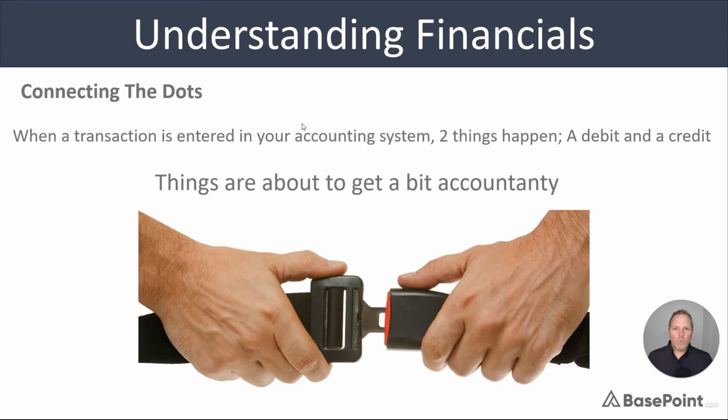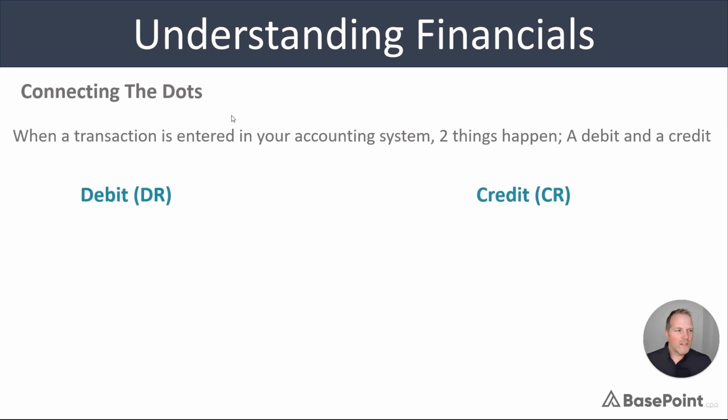But more so, we're going to look at what happens when you enter a transaction into your system. Two things happen: you have a debit and you have a credit. And this is where I say, buckle up. We're going to get a little bit accountancy here, but not too bad. We'll try to keep this fairly accessible. I want you to just understand the basics on this. I won't get too crazy, but there will be some accountant speak happening. After watching this, hopefully you'll be able to better understand what these terms mean.